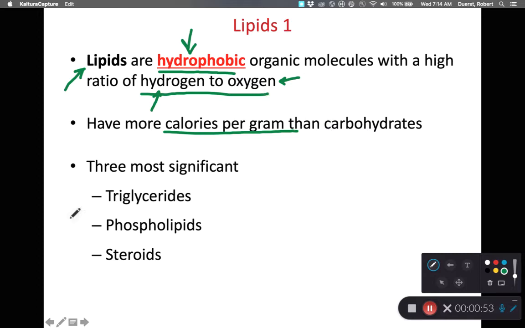As we look at our lipids, they are going to be broken up into three broad categories: the triglycerides, the phospholipids, and the steroids.